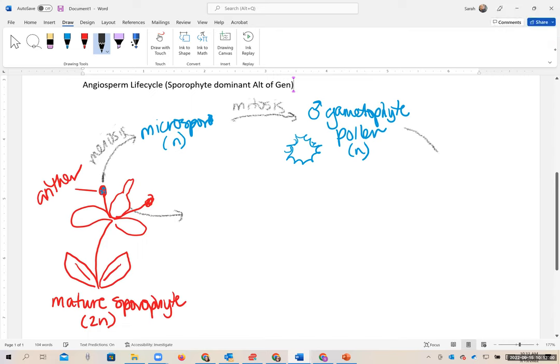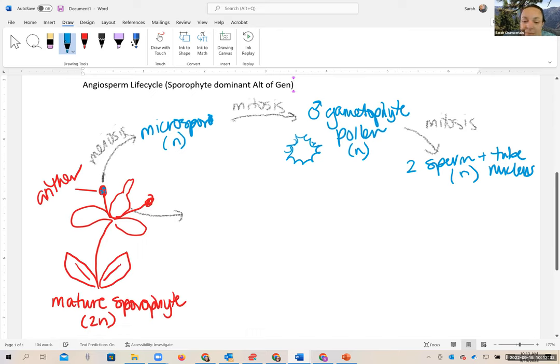Mitosis. Gotta be, right? I know I'm forcing you guys to say the same things over and over again, but it's for your own good. Okay. And then the sperm is haploid, diploid. What are we dealing with here? Haploid. Right. So we're still haploid. So we end up with two sperm, and it doesn't look like that. That's a terrible drawing, but anyway.